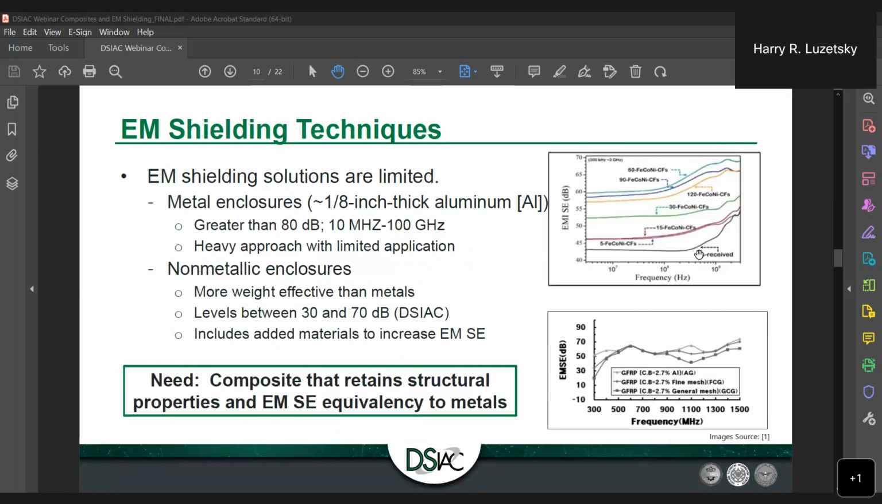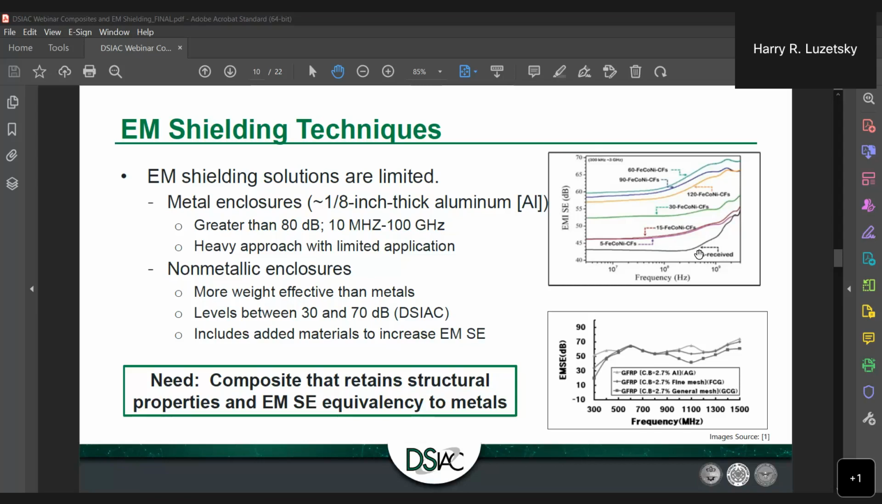Because of that process, you don't really have as much control over how these fibers or these additives are going to lay. As such, the shielding solutions wind up being quite limited. Metal enclosures, we look at approximately 1/8-inch thick aluminum. We can get greater than 80 dB between 10 megahertz to 100 gigahertz. It's a heavy approach, has limited applications, obviously because of the weight of the box. You can be looking at a box that can weigh 70 pounds, multiply it times the number of boxes. And if you're putting this on something like a rotary wing vehicle where you can't afford any of that extra weight, it becomes very impactful on the performance, if you will, of the vehicle.